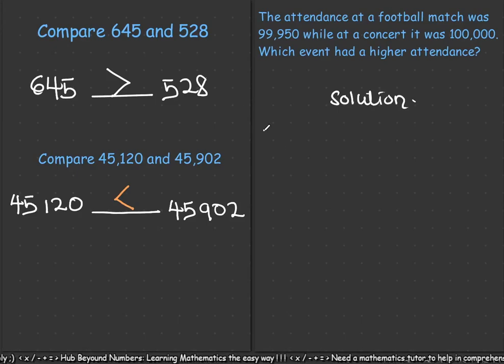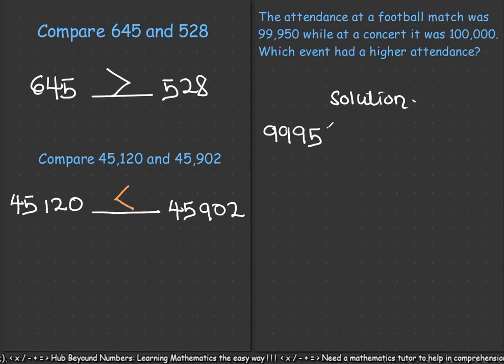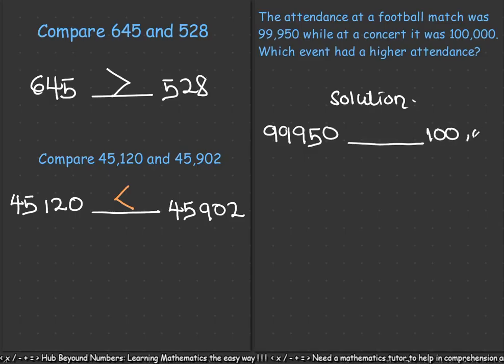So at the football, we had what? 99,950. We are comparing it against 100,000. And we said the first step was to count the number of digits. So over here we have 1, 2, 3, 4, 5. So we have 5 digits over here. Whereas over here we have 1, 2, 3, 4, 5, 6. You see? So there are 6 digits over here.